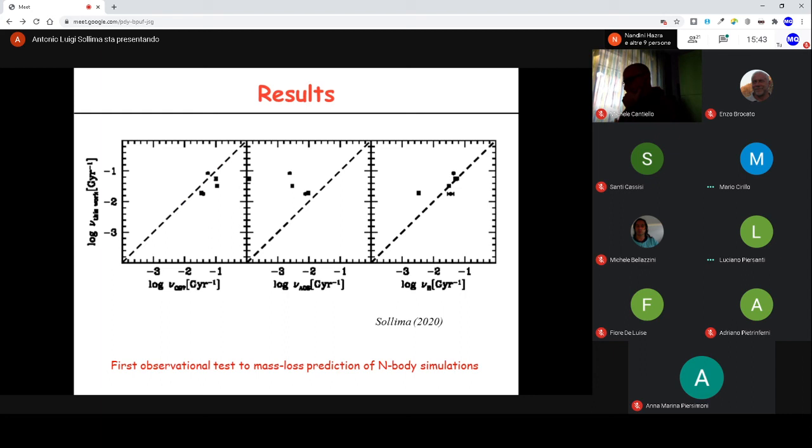For instance, in this case, you can see the comparison between the derived mass loss rate and those derived by the simulations of Striker, Allen, and Baumgart. For Striker and Baumgart, there is a good agreement, while for the simulation of Allen, there is a significant mismatch. So this is a good way to test these n-body simulations.